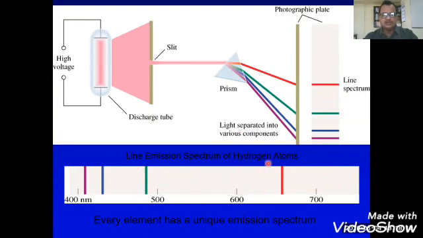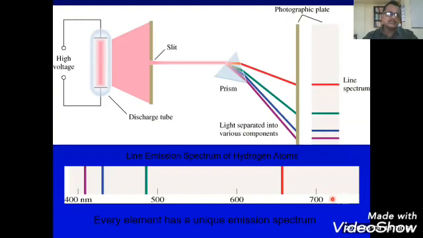This is in the visible region. The visible region, you already know, is between 400 nanometer and 700 nanometer. Here you can see only 1, 2, 3, 4 lines. That means only 4 different frequencies are emitted. In addition to this, some frequencies will be emitted below 400 nanometer, which is in the ultraviolet region, and some frequencies will be in the infrared region, which is above 750 nanometer.